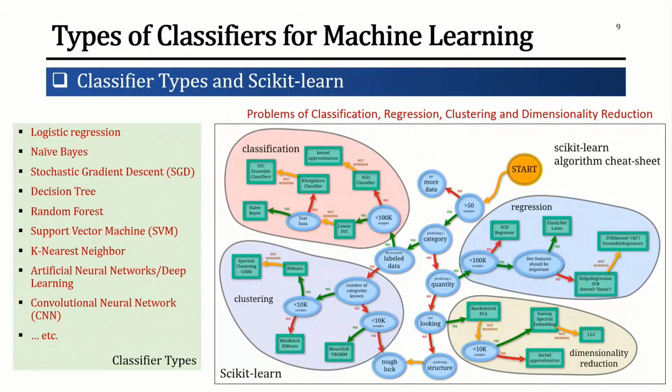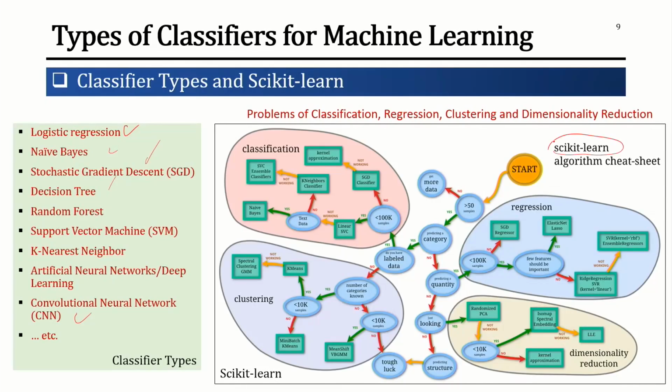And next we will see the different types of classifiers and what we can do in the tool called scikit-learn. So we have logistic regression, naive Bayes, stochastic gradient descent, decision tree, and all the way to the convolutional neural network, or we call it CNN. So there are many possible classifiers that we can use when we want to perform some machine learning. And text classification is one part of machine learning. So next we will take a look at scikit-learn.